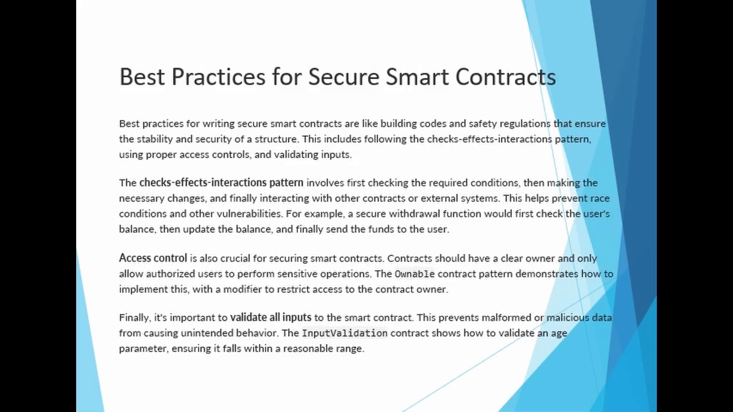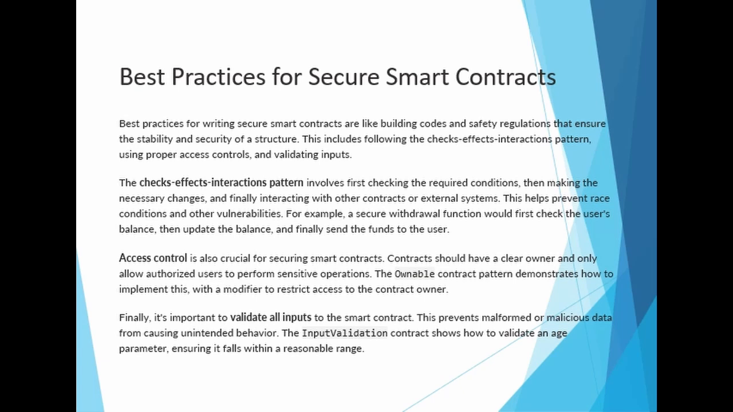The best practices for writing secure smart contracts are like building codes and safety regulations that ensure the stability and security of a structure. The checks-effects-interactions pattern involves first checking the required conditions, then making the necessary changes, and then finally interacting with other contracts or external systems. This helps prevent race conditions and other vulnerabilities.